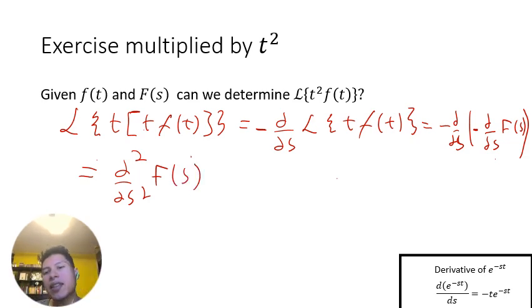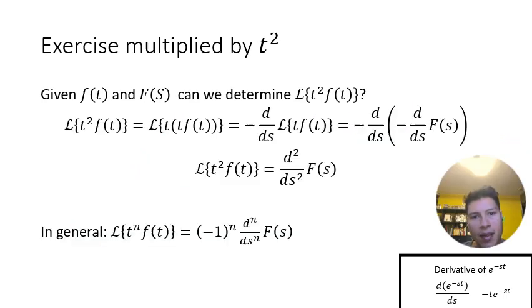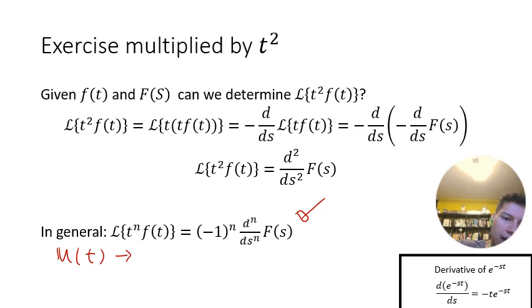See how we can get additional Laplace transforms by just using these properties over and over and over again. And in general, this would work for any power of t to the n times f of t. Now, why would we want to do this? Well, look, we had u of t got us 1 over s, right?